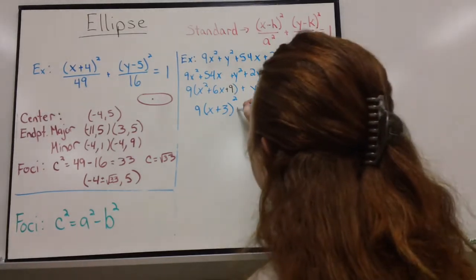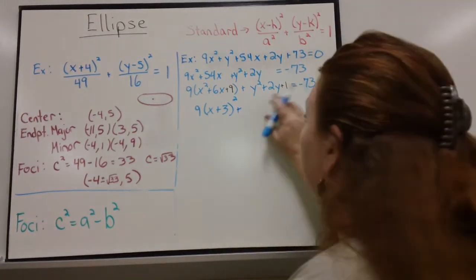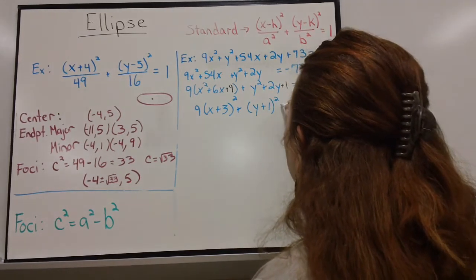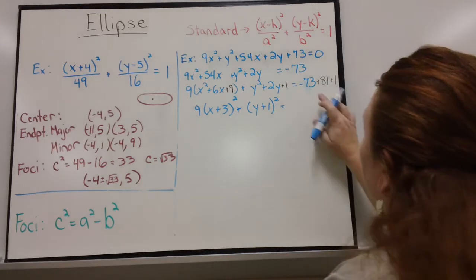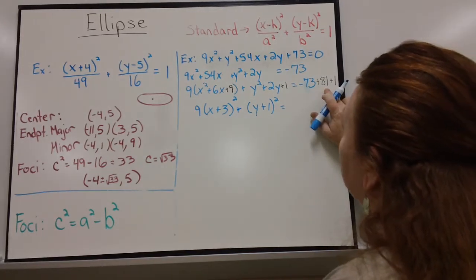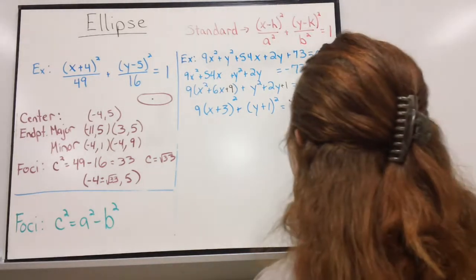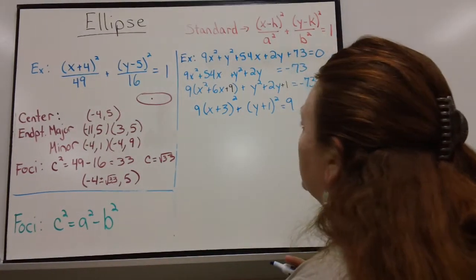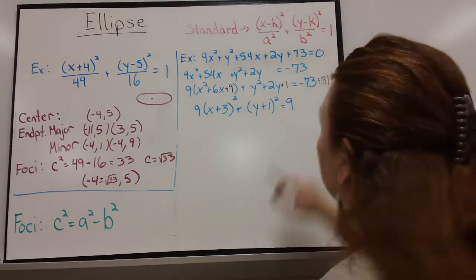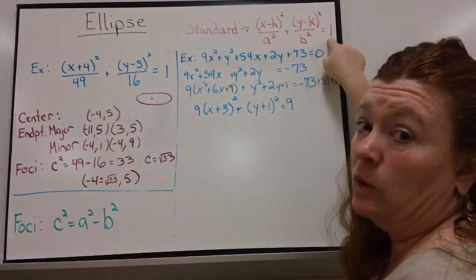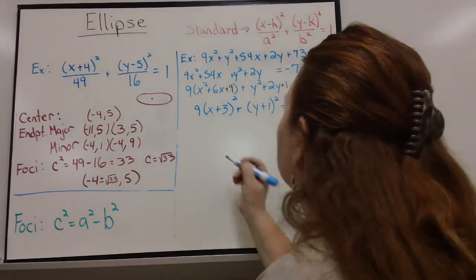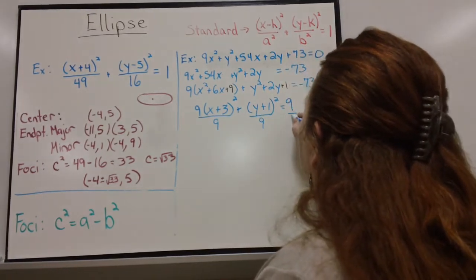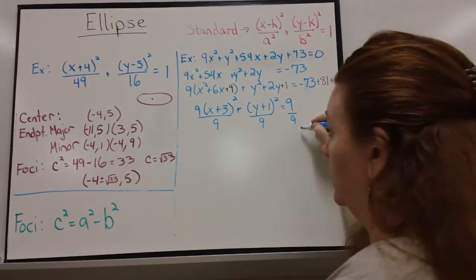And then over here, I don't have a number on the outside, but it does factor into (y + 1) squared equals 73 plus 81 is 8, plus 1 is 9. And then it's not quite in standard form yet because it has to say equals 1. So I'm going to divide everything by 9 so that this will say equals 1.